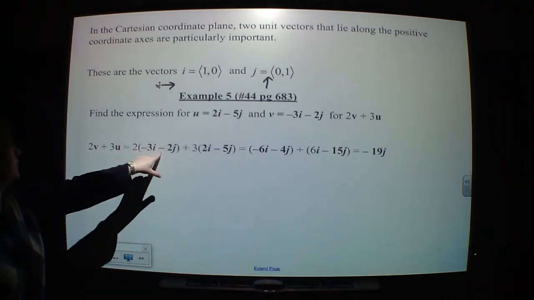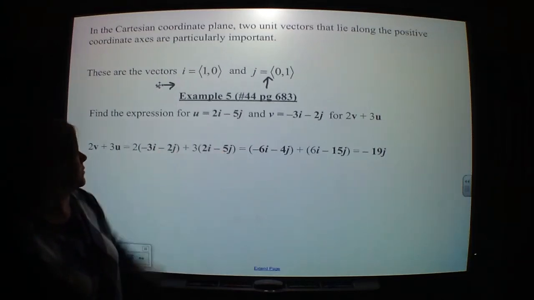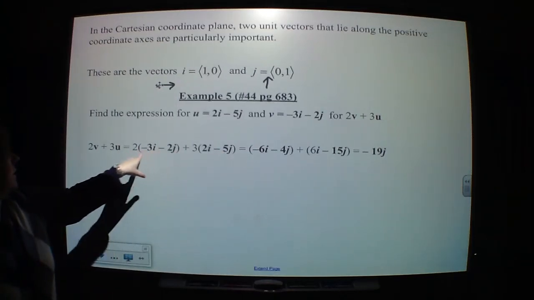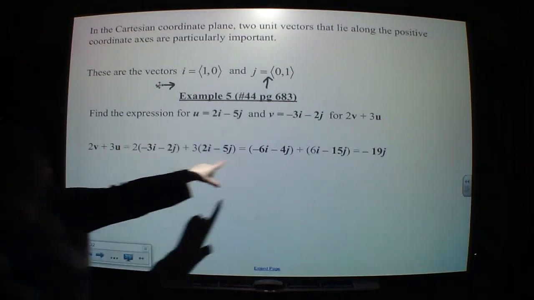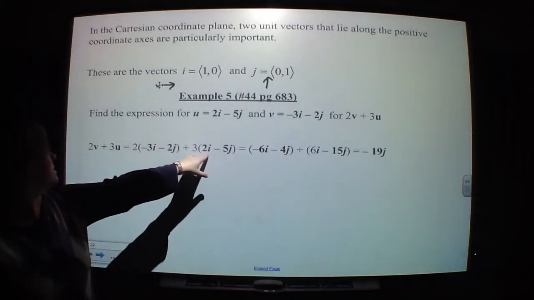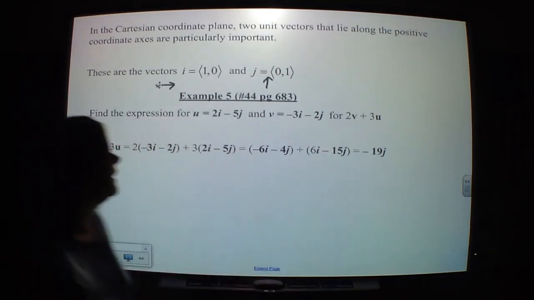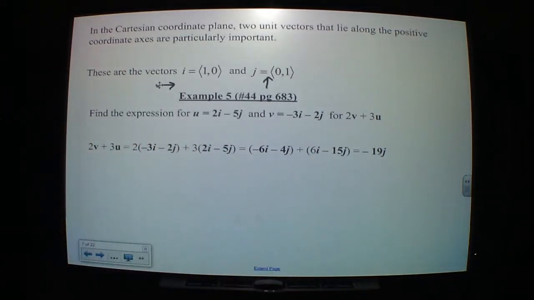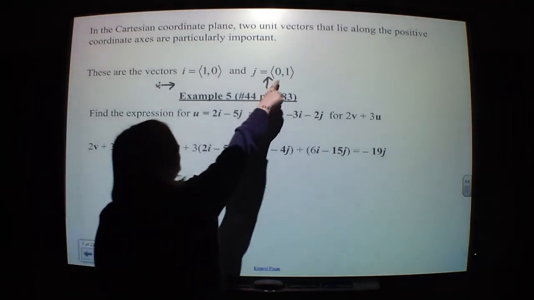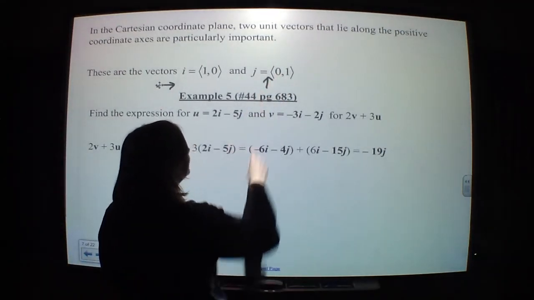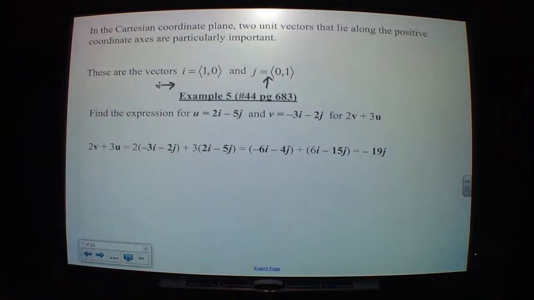So 2 times v plus 3 times u. 2 times the v vector is right here. 3 times the u vector is right here. And then combine your like terms. The i's cancel out, so you just have negative 19j. Or, if you wanted to put it in terms of a vector, j is (0, 1), so you have 19 times that, so you have (0, negative 19). And you're done.